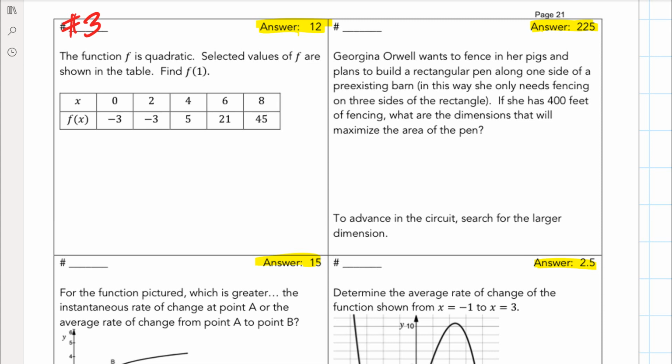So in this one here, let's read it together. Let's do a few more. It says the function is a quadratic. We learned something about quadratics here. And it says find f of 1.